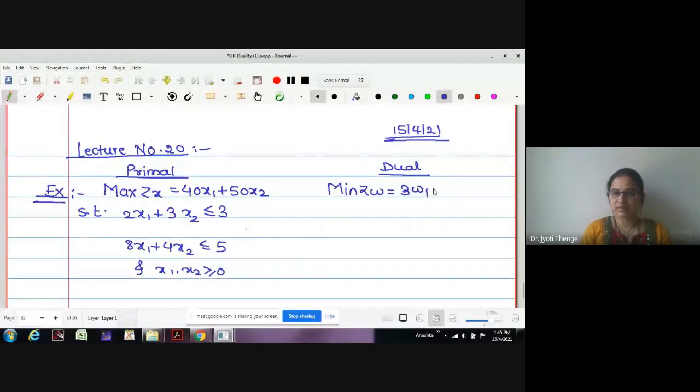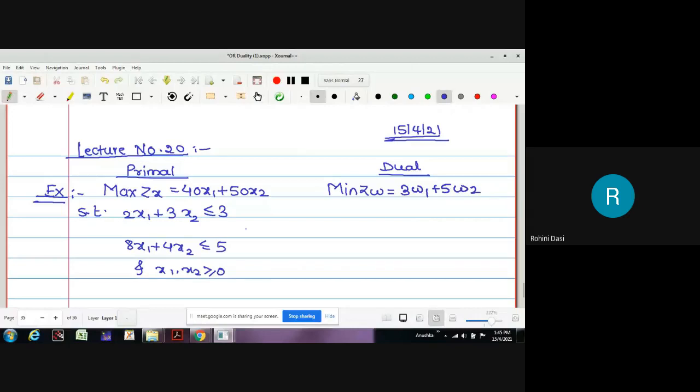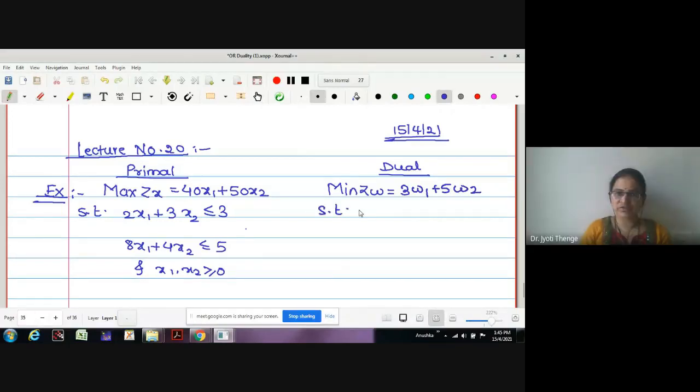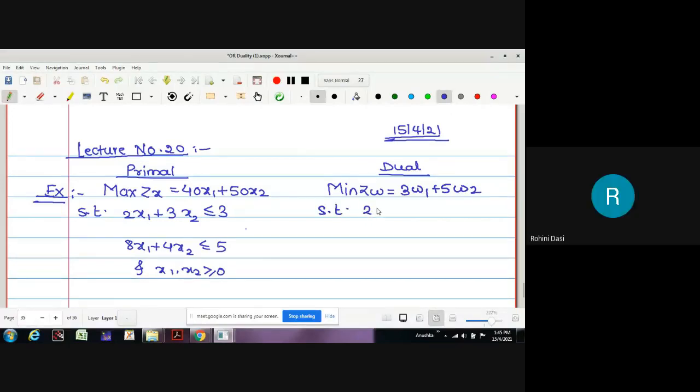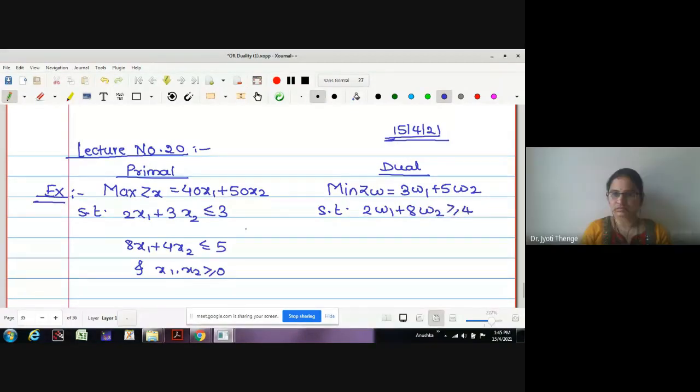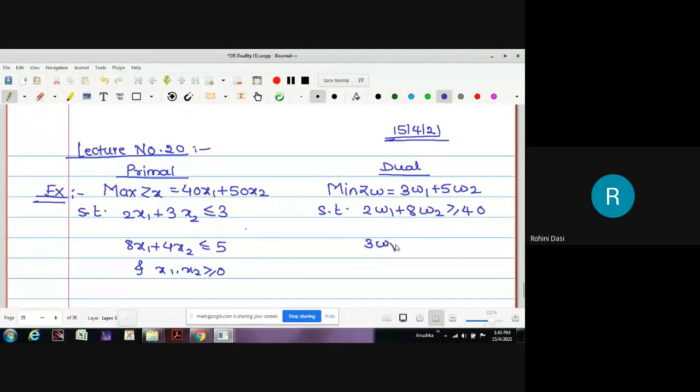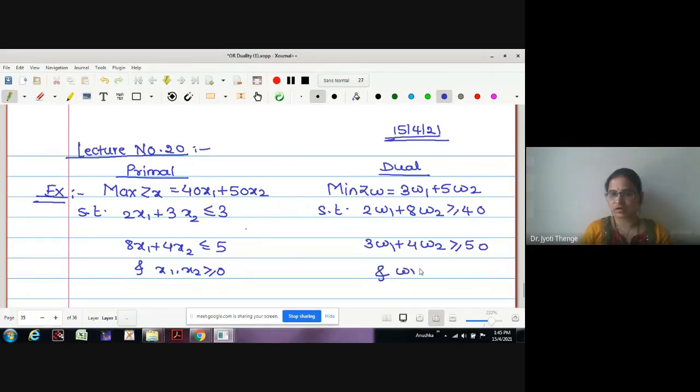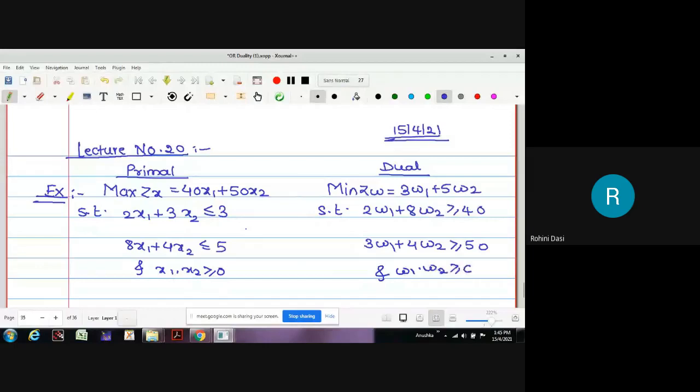What is the dual problem of this? Let me write: minimize 3W1 + 5W2 subject to the constraints 2W1 + 8W2 ≥ 40, second one 3W1 + 4W2 ≥ 50, and W1, W2 both greater than or equal to 0.